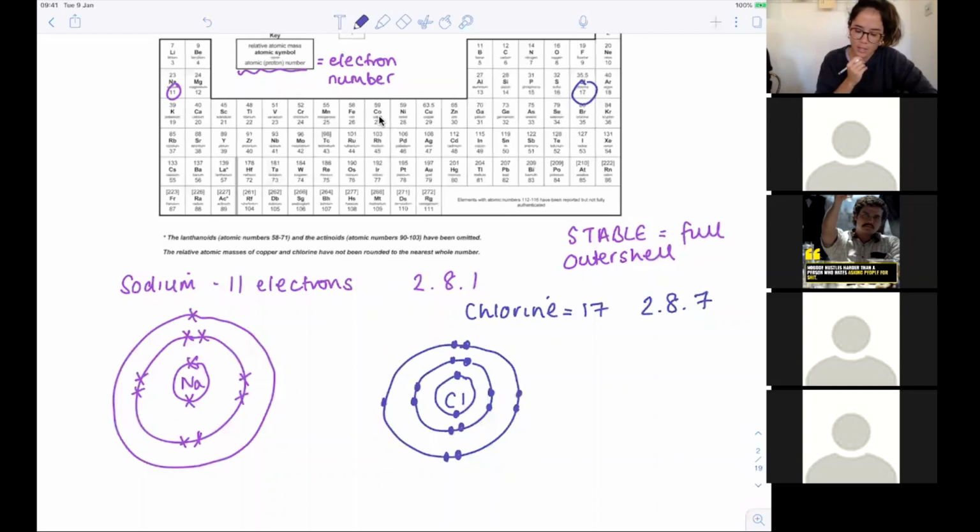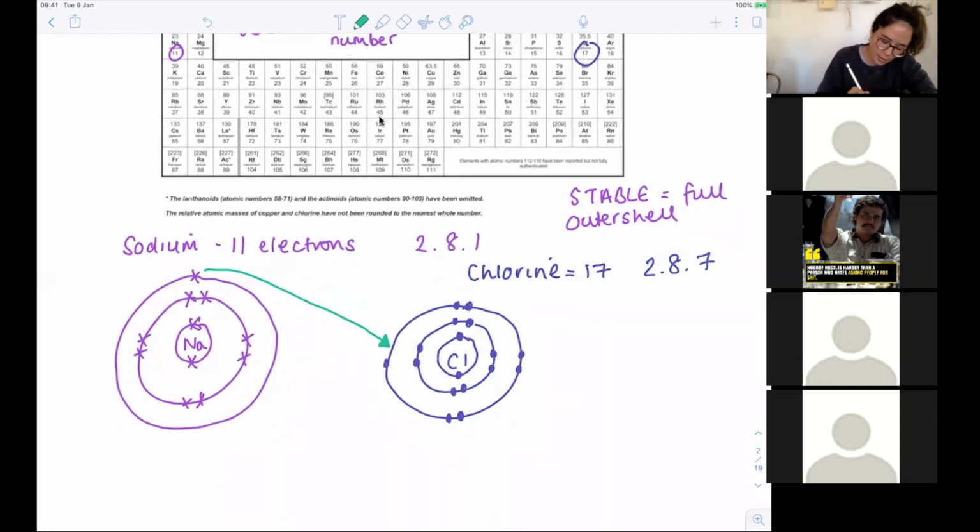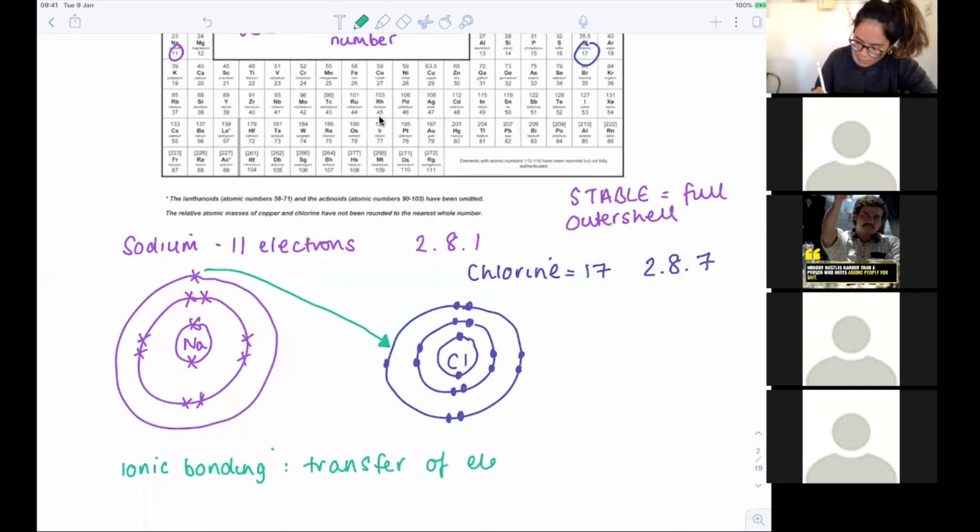If we look at this now, we can see that chlorine doesn't have a full outer shell, and neither does sodium. But if I draw an arrow, we could see that a sensible thing to happen here would be for the electron in that outer shell of sodium to be donated to the outer shell of chlorine. And that's exactly what ionic bonding is. It is the transfer of electrons. And notice that that transfer of electrons always happens from the metal to the non-metal in this direction only.